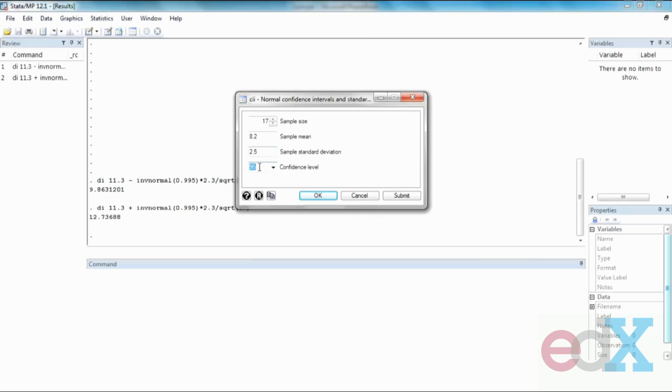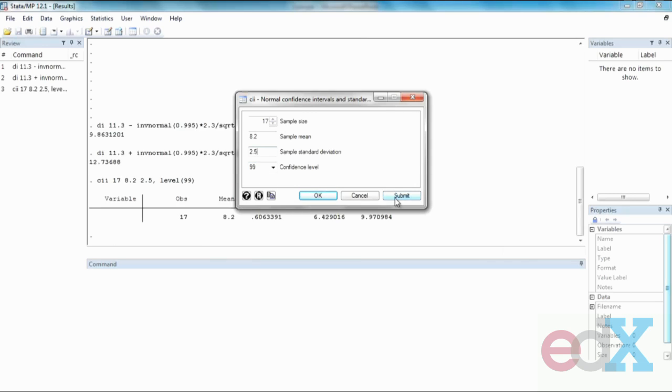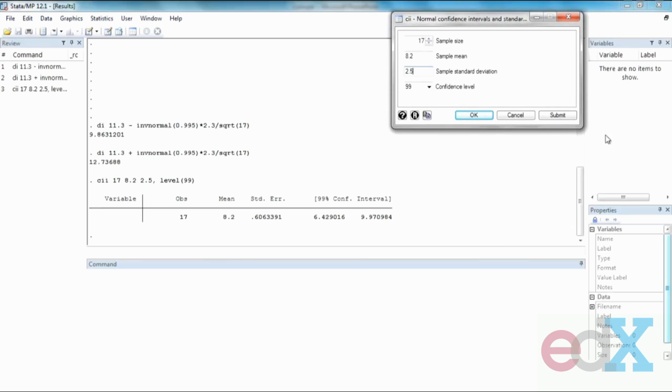And we want to change our confidence level now. We're looking at a 99% confidence interval. Hit submit, and we find a 99% confidence interval for the mean. You can see that it's supposed to lie between about 6.4 and about 10.0.